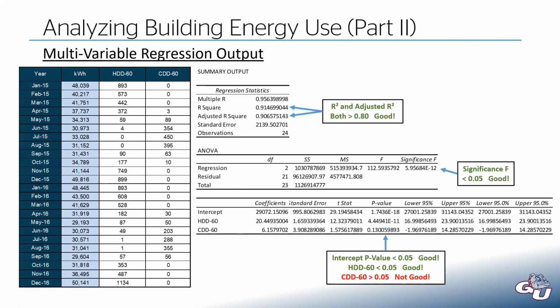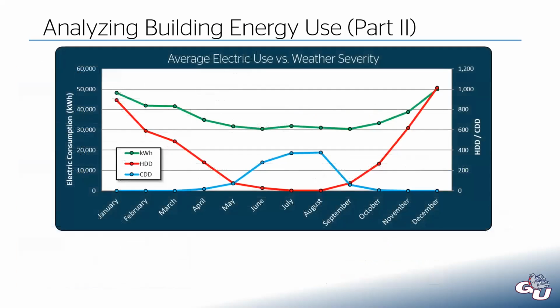Sometimes the data doesn't always fit the way we want though. So this is saying, hey, the cooling degree day variable, that seems to be predicting the use, but there's a 13% chance that it's just a coincidence that it seems to be predicting the use, but it's really not. 0.13, that's not terrible, but not exactly where we want to be in an ideal situation.